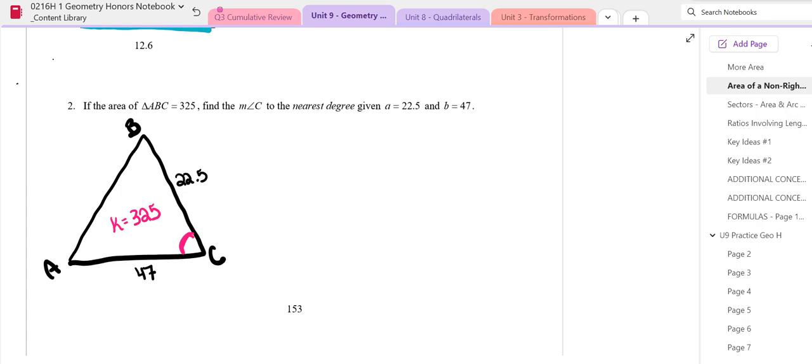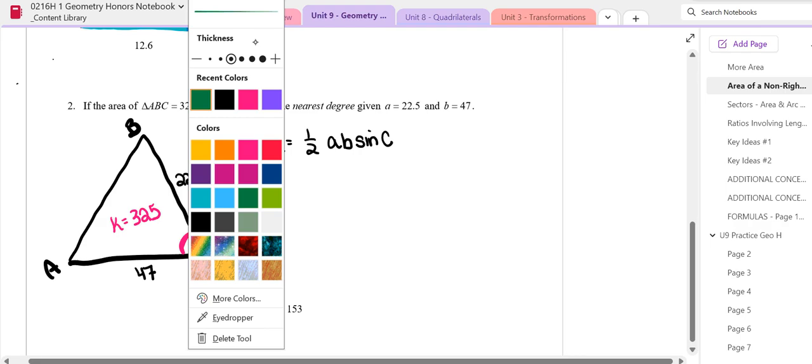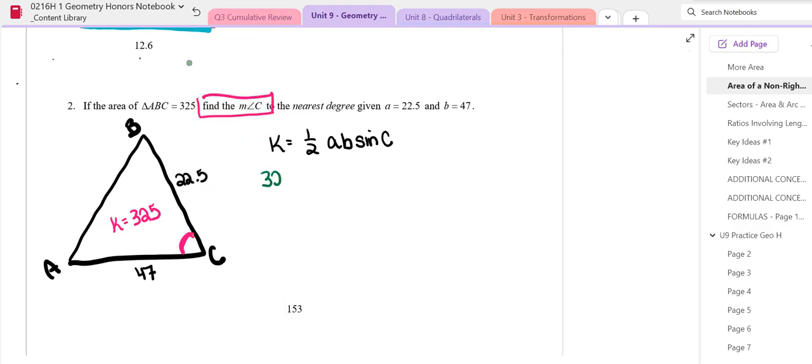Again, our old formula is still a great formula, but it's not going to help me achieve my objective here, which is finding the measure of angle C. My new formula, because it includes some trigonometry, is going to be much more helpful in finding the measure of that angle. I'm still going to start with my formula, but this time I'm going to have a K value, an area, to plug in. So I'm going to replace K with 325. My side lengths are 47 and 22.5, and all of that is going to be multiplied times the sine of my angle.